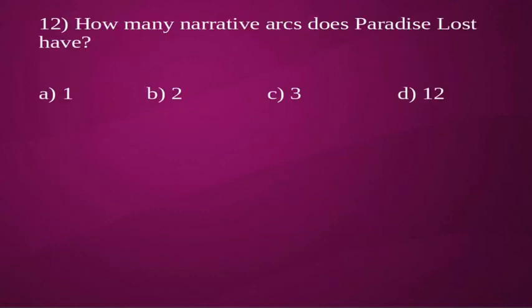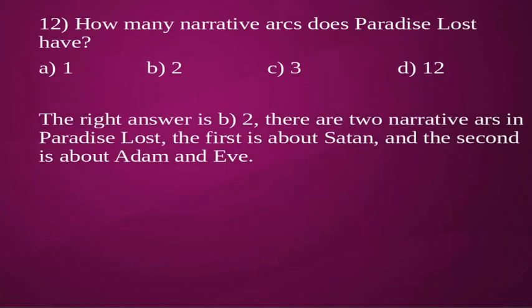Question number 12 is, how many narrative arcs does Paradise Lost have? Option A, 1, Option B, 2, Option C, 3, and Option D, 12. The right answer is B, 2. There are two narrative arcs in Paradise Lost. The first is about Satan and the second is about Adam and Eve.